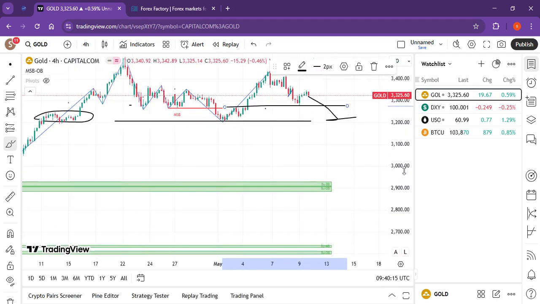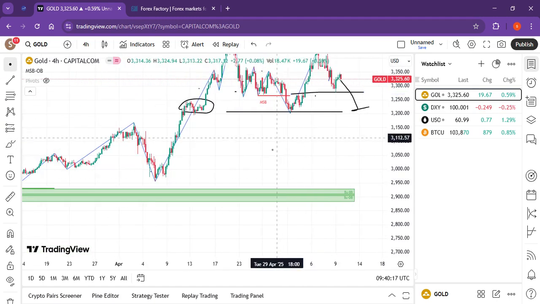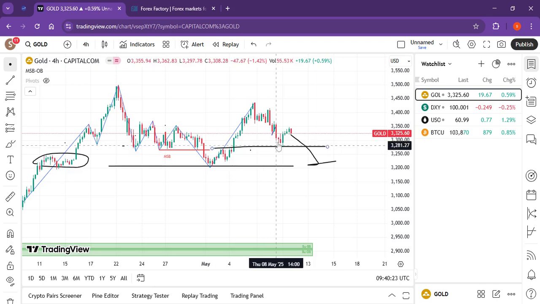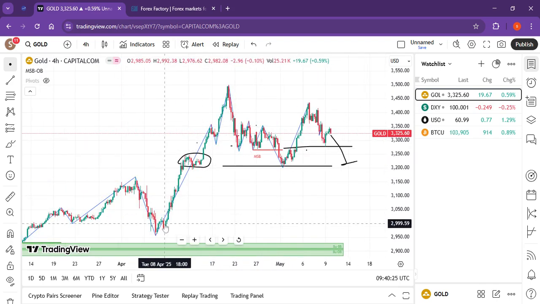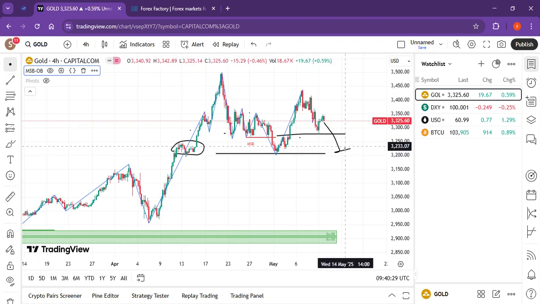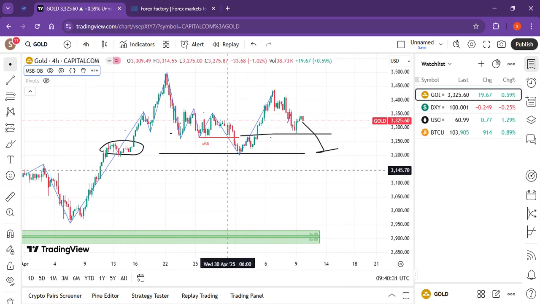So what you can do in the next week, if you have any particular position on the sell side, then you can stay with your sell position, because the overall market trend is a little bit bearish. But if we see the monthly chart, then there was strong bullishness on the chart of gold. Okay, so the market is in an indecisive mode.